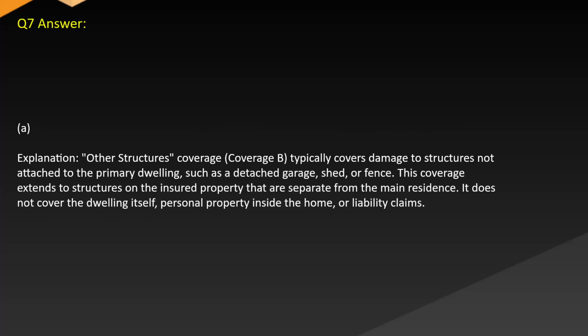Answer: A. Explanation. Other structures coverage, Coverage B, typically covers damage to structures not attached to the primary dwelling, such as a detached garage, shed, or fence. This coverage extends to structures on the insured property that are separate from the main residence. It does not cover the dwelling itself, personal property inside the home, or liability claims.